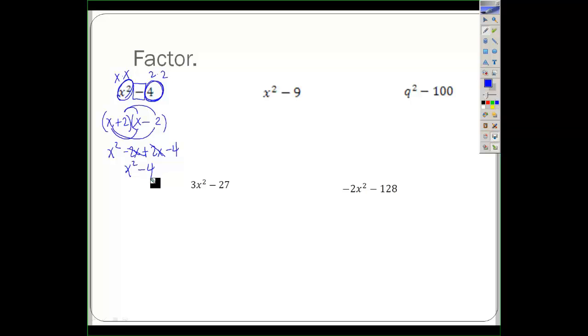Okay, so once again, we have another simple problem. We have a perfect square in the front, a perfect square in the back. So let's go ahead and set up our two parentheses, one with a plus, one with a minus.